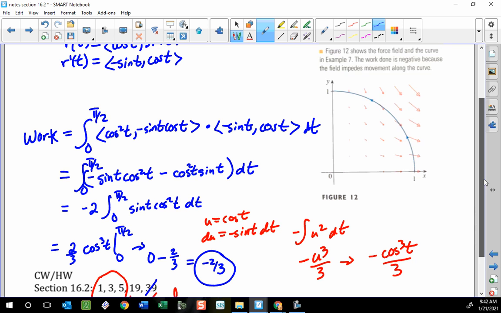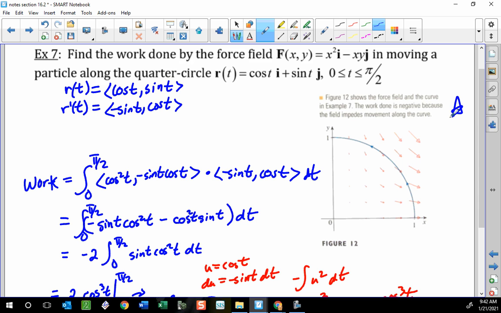And so what this is telling you is up in this little caption right here. Figure 12 shows the force field and the curve in example 7. All right. The work done is negative because the field impedes movement along the curve. Okay. So the vector field is not helping you move, it's acting against you. And so that is your work.